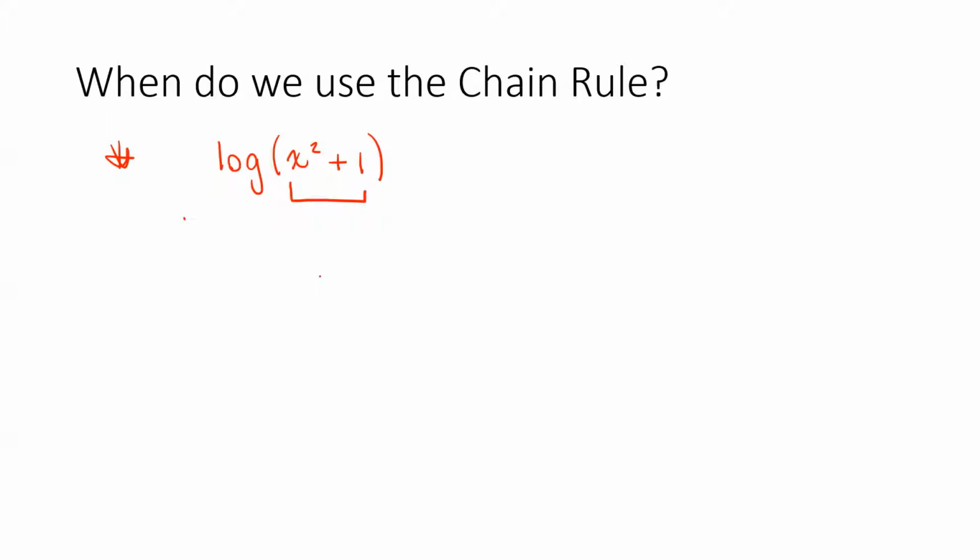We have a function inside a function, so our inside function, which we usually call u, would just be x squared plus 1, and our outside function is the log, which we'll call v, and it's going to be hugging this inside function. Just think the outside function hugs the inside function. So it will be log of u.